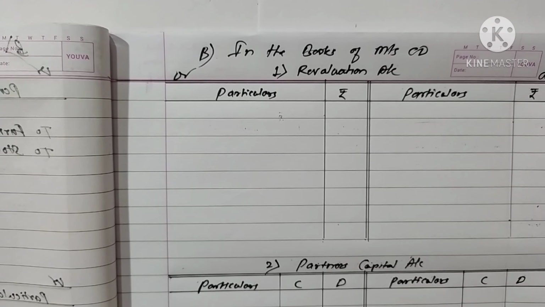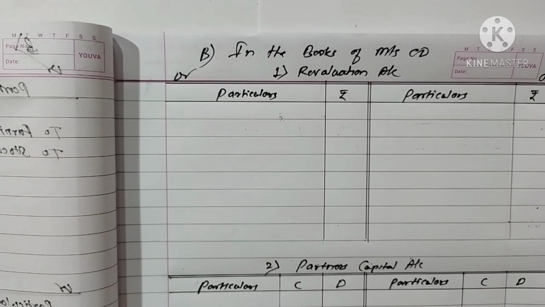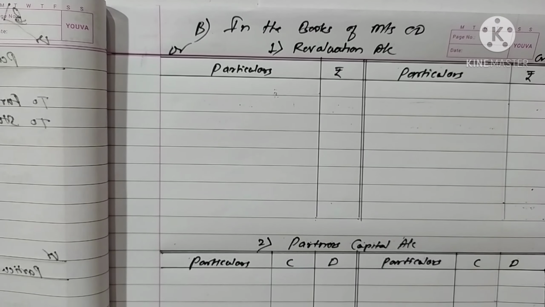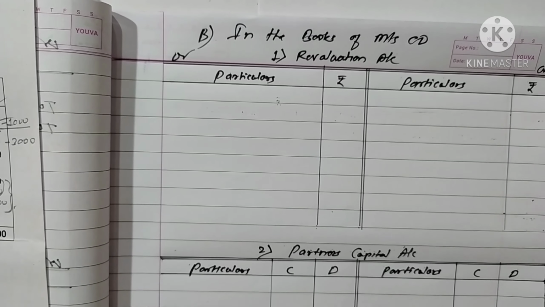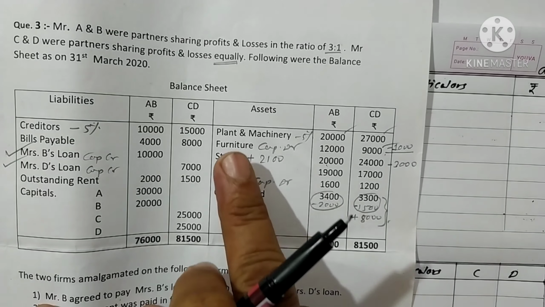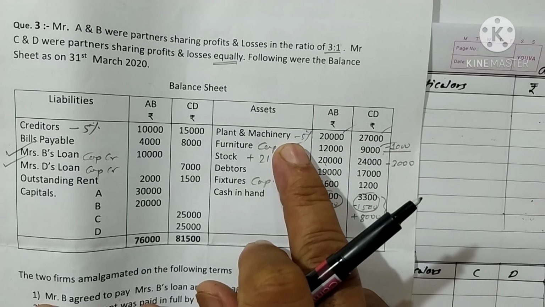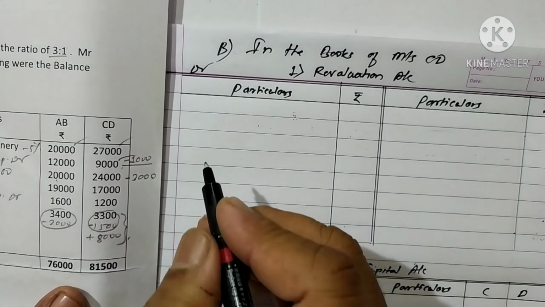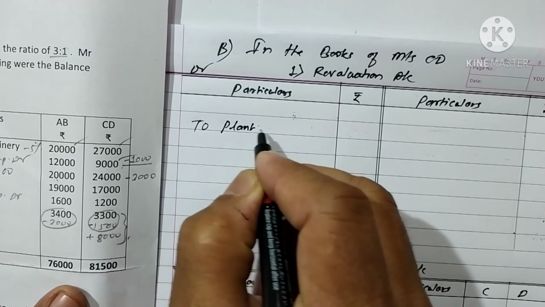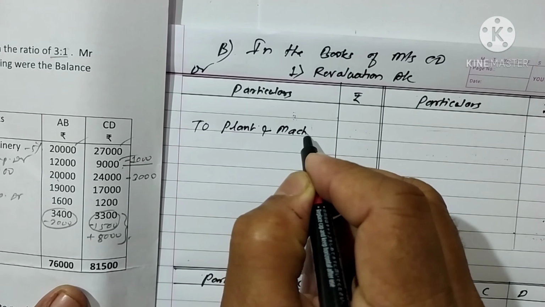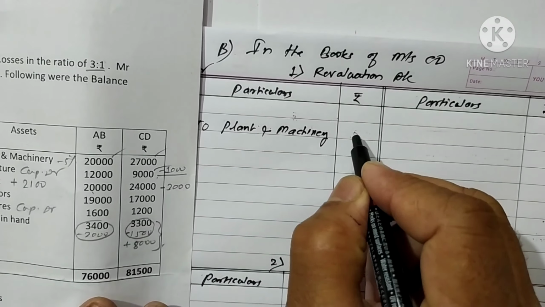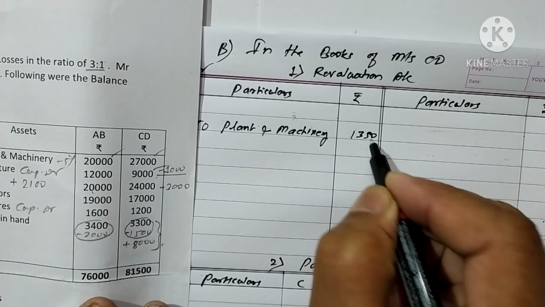In the books of Mrs. CD firm, a revaluation account, partners capital account, and a new firm account. First, we try to complete the revaluation account. Asset decrease on debit side and asset increase on credit side. We see one by one. Here, plant and machinery of both firm decrease by 5%. We write it on debit side to plant and machinery, 5% on 27 it comes 1,350.